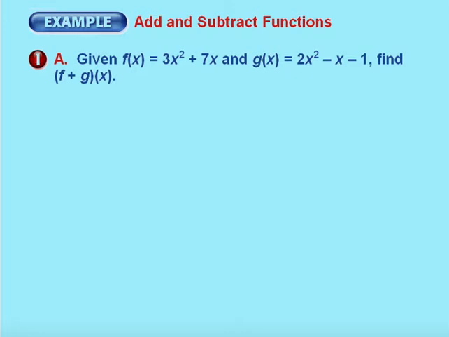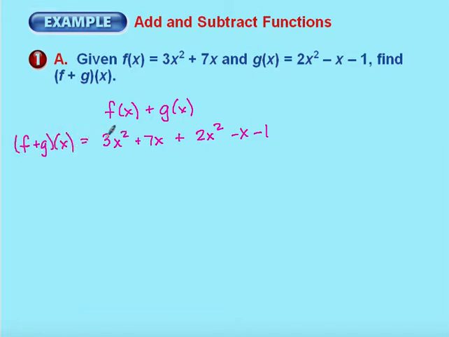So I'm giving you two functions. F of x is given to be 3x squared plus 7x. G of x is given to be 2x squared minus x minus 1, and I'm asking you to add the two functions together. So I'm asking you to take f of x and add it to g of x. So that's going to give us 3x squared plus 7x plus 2x squared minus x minus 1. So once I place it in that notation, f plus g of x, again, we're not placing the f of x's and the g of x's in there, just their functions.